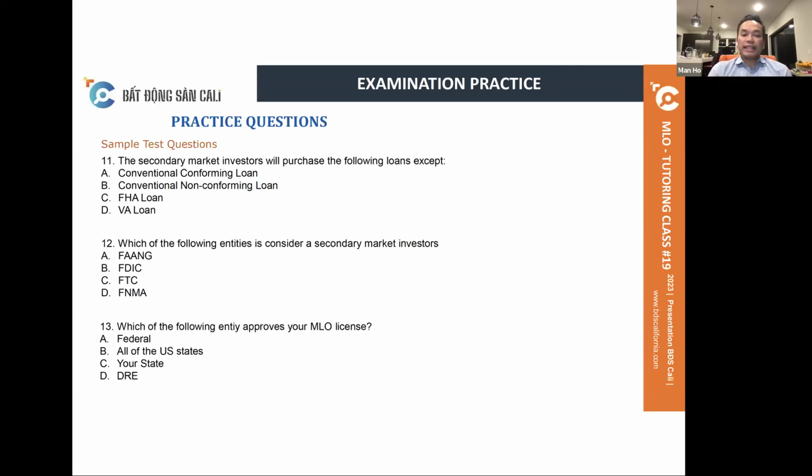Number 11, the secondary market investors will purchase the following loans, except. Now, who are the secondary market investors? How many? At least 2. And who are they? Fannie Mae and Freddie Mac, right? Don't forget about that. So Fannie Mae and Freddie Mac are the secondary market investors, and these 2 investors are buying all of these loans except one. So that's what the question is asking for.